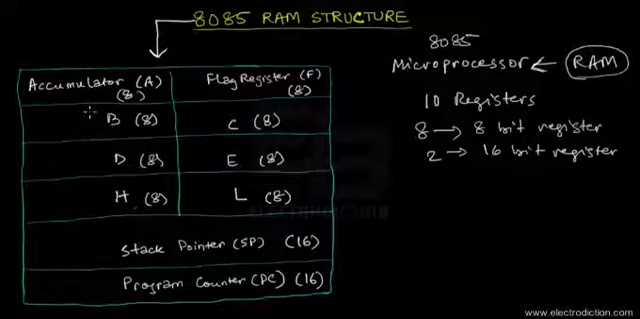data needs to be sent for execution, and the other one, the flag register, where the conditions of the data being stored in the accumulator are recorded. Apart from that, we have 2 16-bit registers, as I said, the stack pointer and the program counter, which are together known as memory pointer registers.